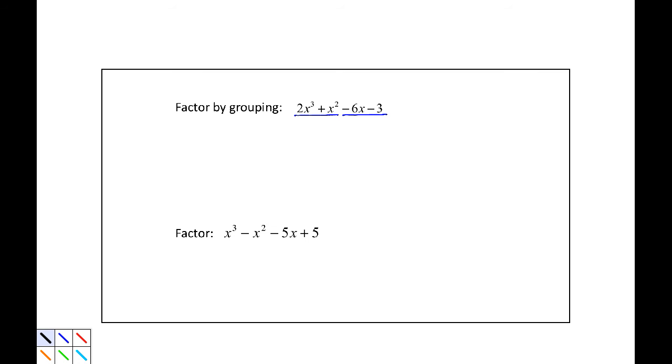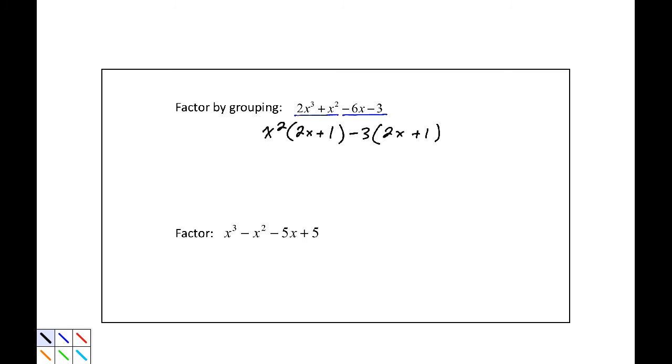Now we have a greatest common factor in the first two of x squared. So I'll put x squared, and when I factor x squared out, I get 2x plus 1. Remember, we're dividing by x squared in each of those. Now for the second set of terms, we'll factor out a greatest common factor of negative 3, which leaves us with a 2x when we divide that, and a positive 1. Again, we're dividing by negative 3.